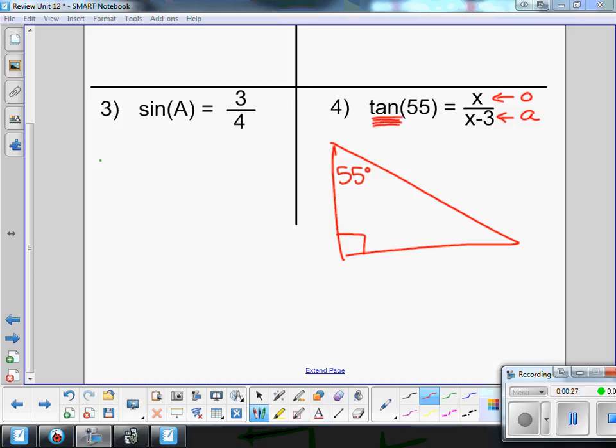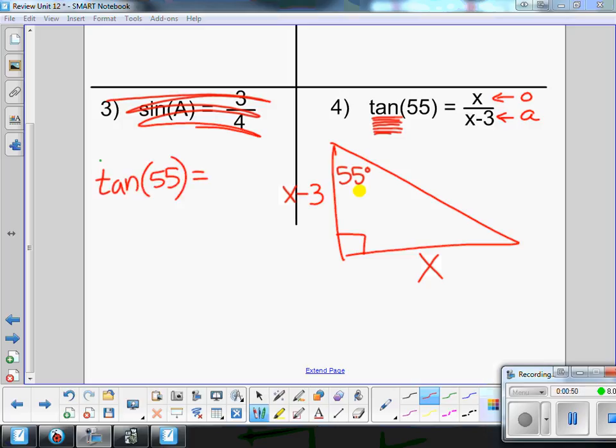What matters is this needs to be opposite, this needs to be adjacent, because which trig function was given? Tangent. So wherever you put your 55, make sure you put the x opposite and the x minus 3 adjacent. Now that was the first part of number 4, drawing the picture. The second part, and I'm actually just going to do the work over here to the left, is to work out what x would be.